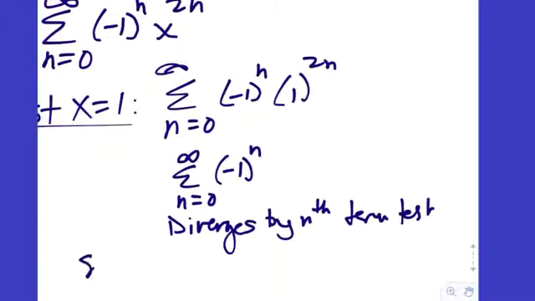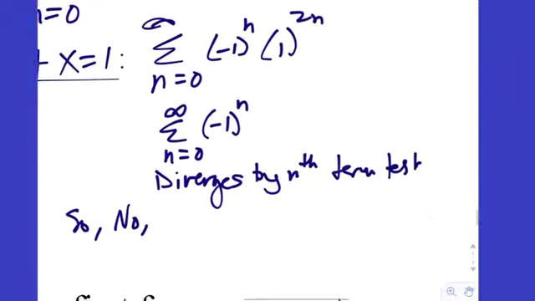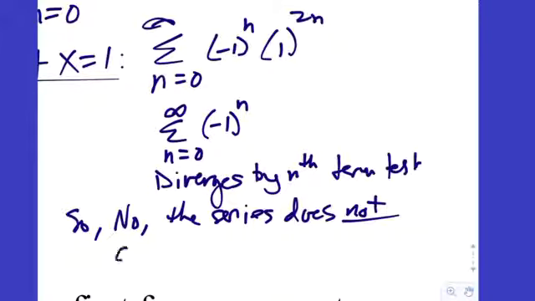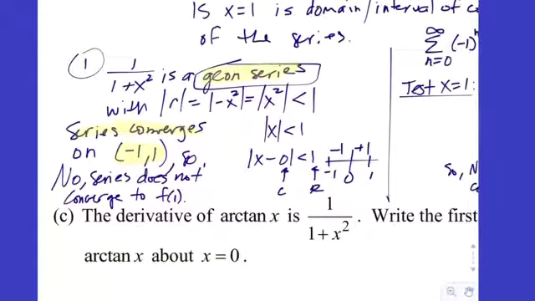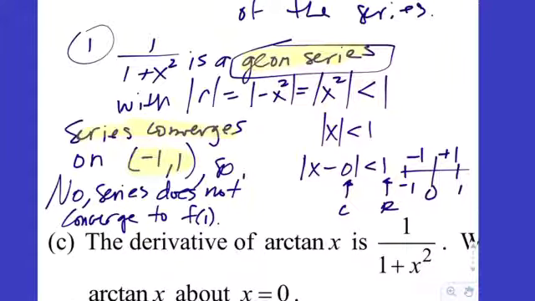And now you could say, and I'm using their words here, the series does not converge to f of 1. Oh, I'm saying the series only converges on the open interval from -1 to 1. That's what I'm saying, yeah.